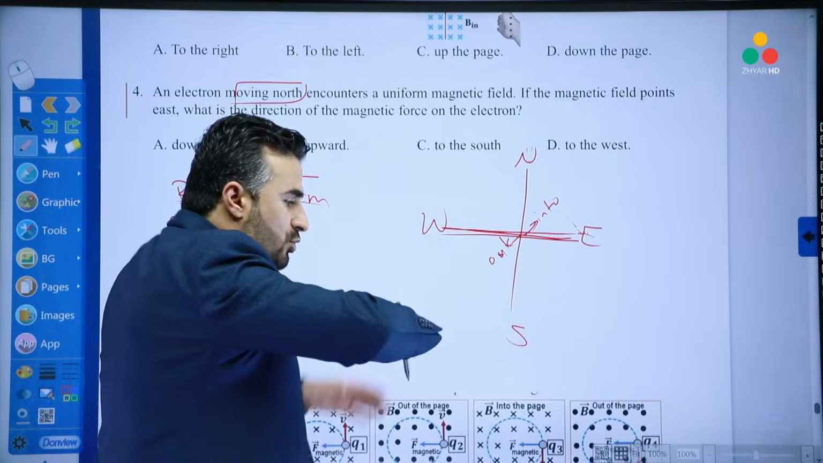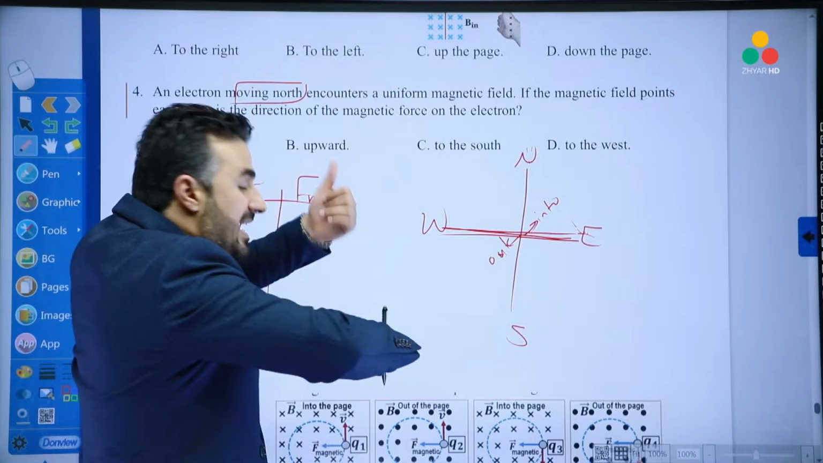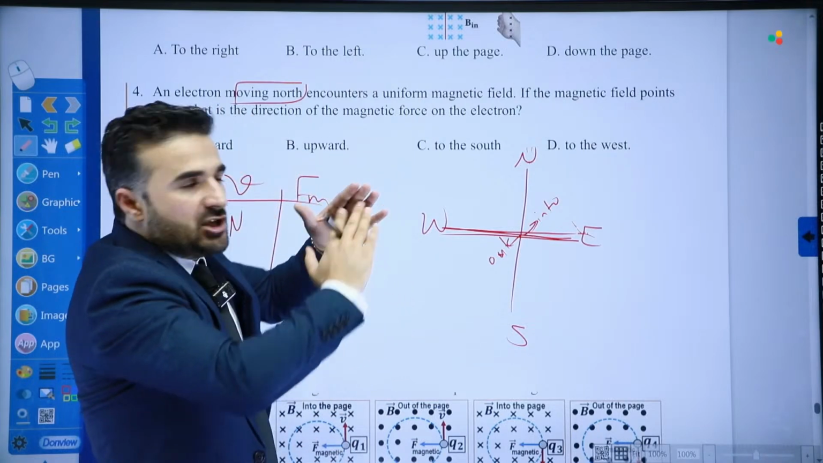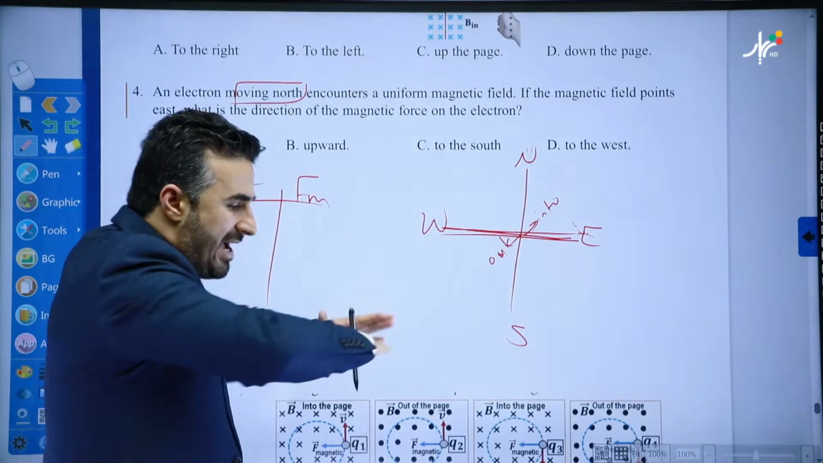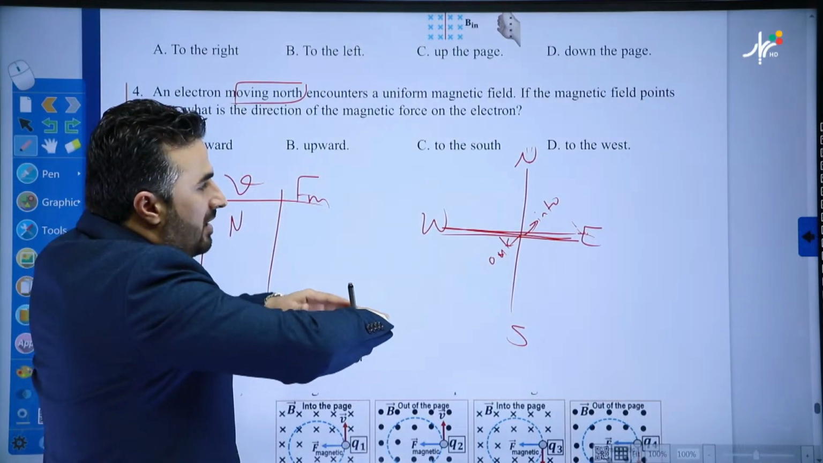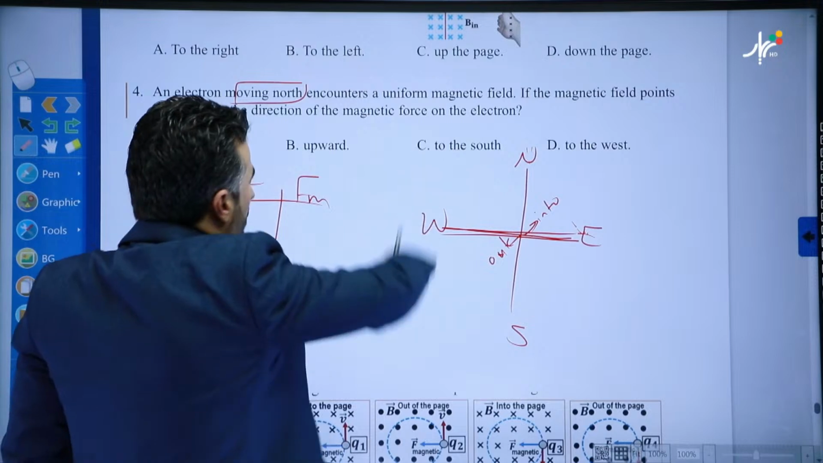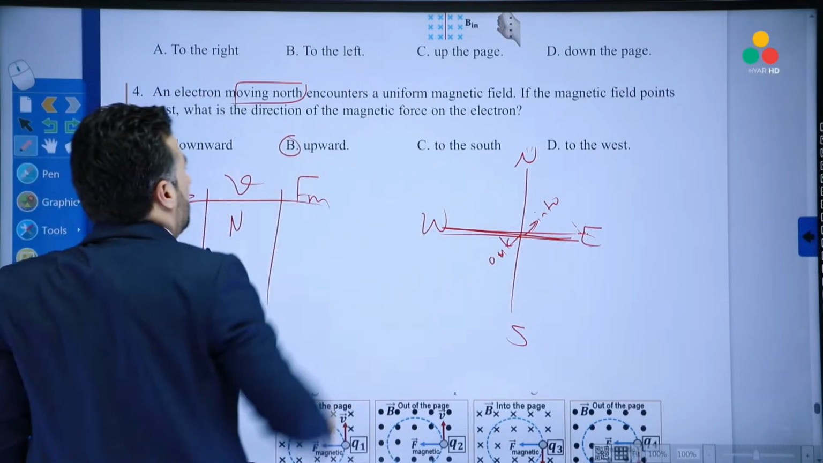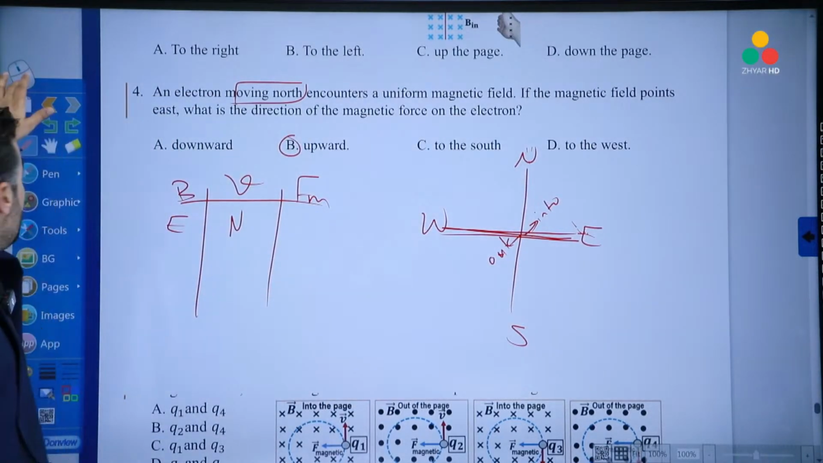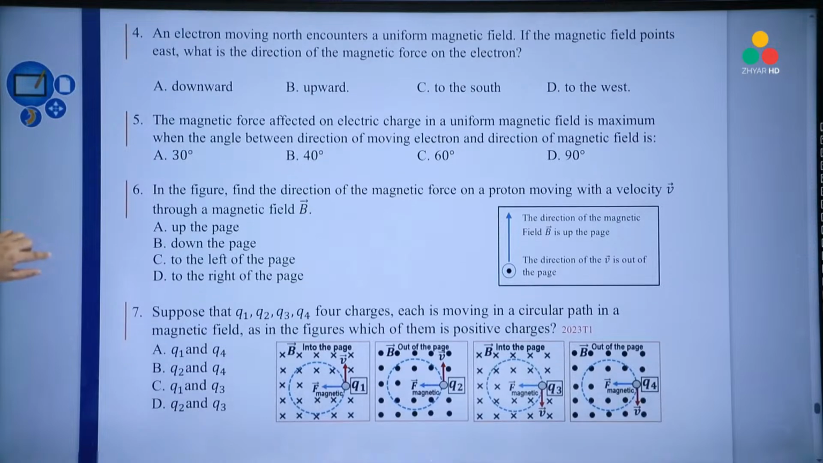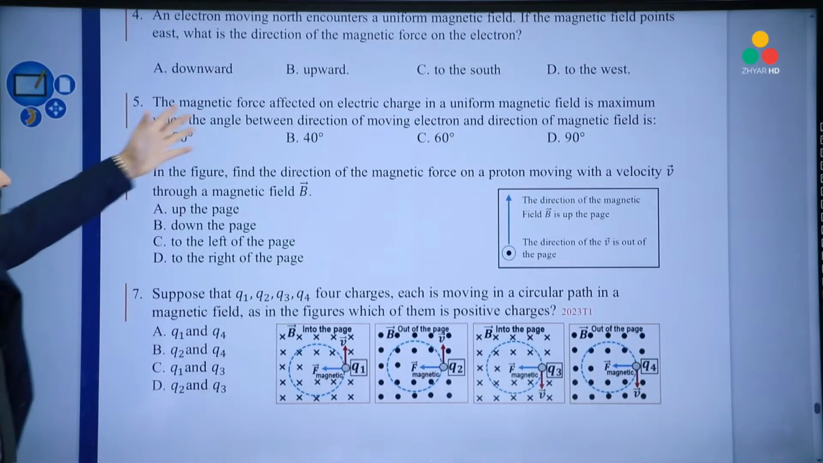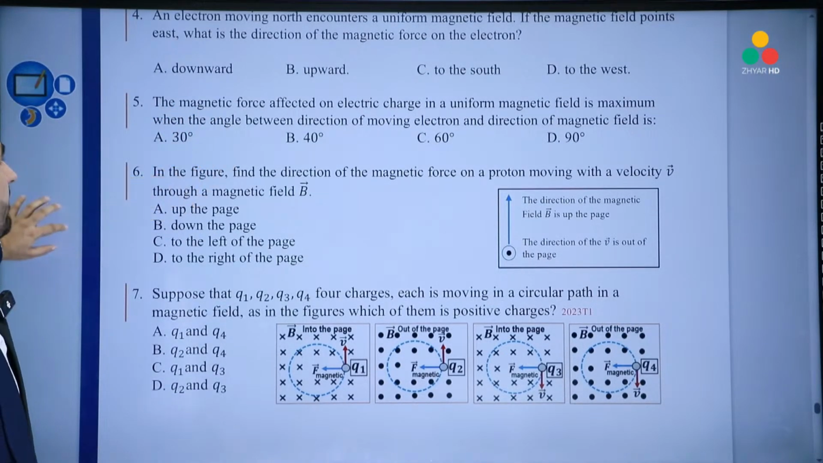But if we're going to use north, south, and all that, of course you can say upward here, because remember, that is north. So if I do my hand like this, then this out of the page is going to be upward in this case. So of course we can say upward, and that is basically B here. That is how you can do this one. All right, and then the magnetic force effect by electric charge in uniform magnetic field is maximum.